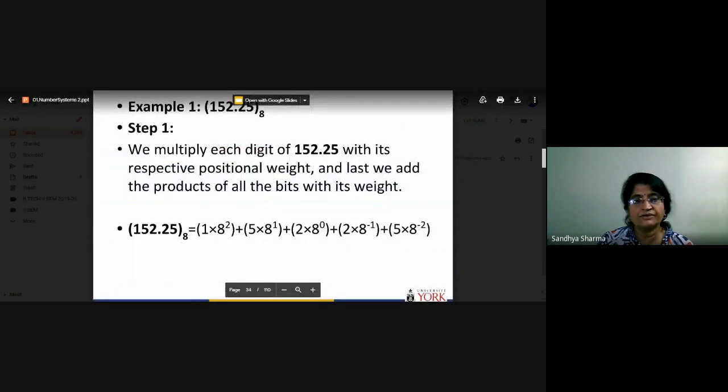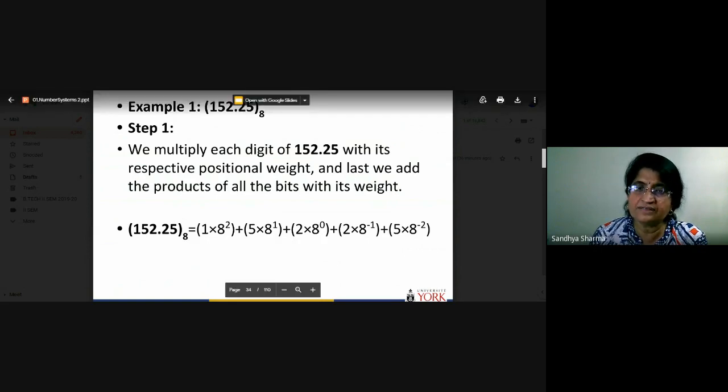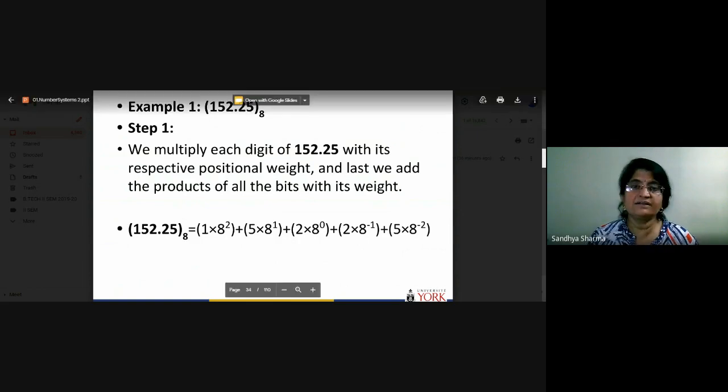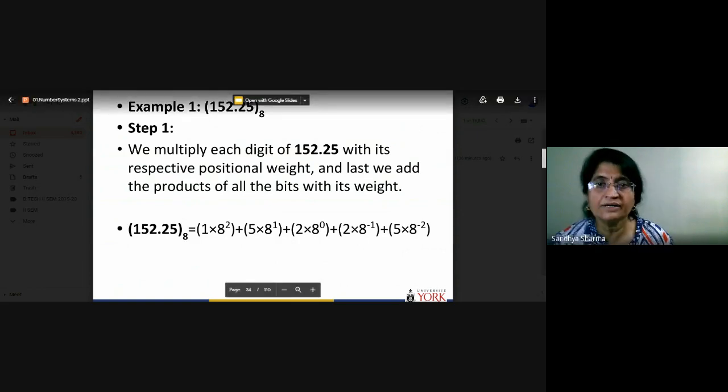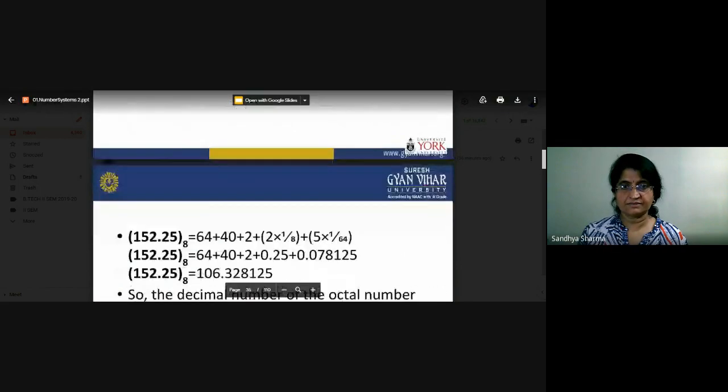Suppose you are given 152.25. So now what will happen? 2 is multiplied by 8 to the power 0, 5 by 8 to the power 1, and 1 is multiplied by 8 to the power 2. So these are the rules. Plus, in reverse order, 2 is multiplied by 8 to the power minus 1, and 5 is multiplied by 8 to the power minus 2. So in this way, we can convert our octal number system into decimal number system.